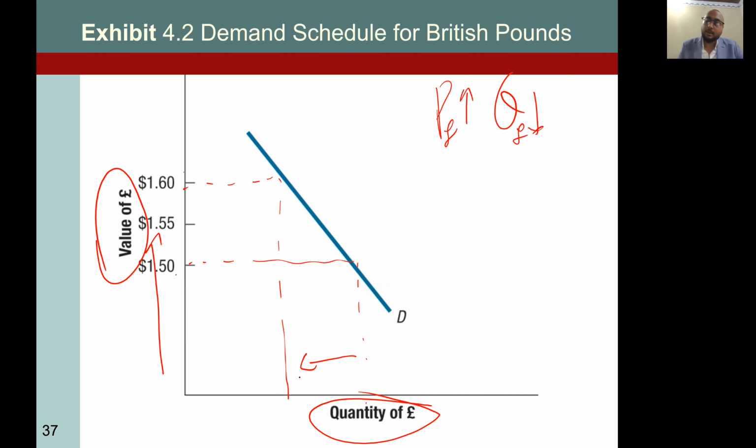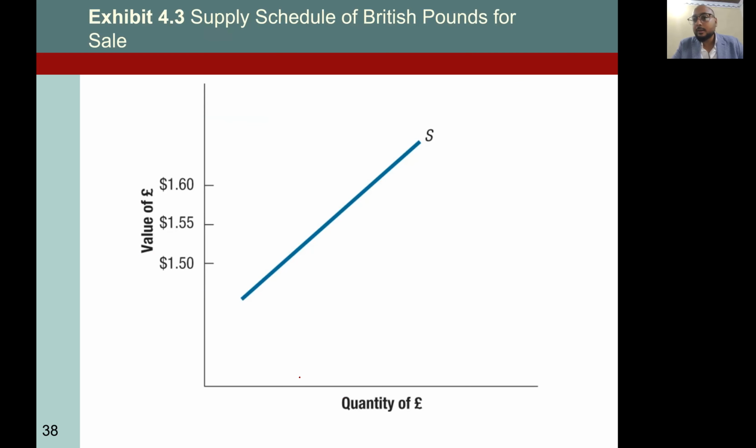That is demand. And what is supply? Those who want to supply, if the price increases from $1.5 per pound to $1.6 per pound, you see, the supply of pound increases. If buyers want to buy pound at lower prices, sellers want to sell pound at higher prices.